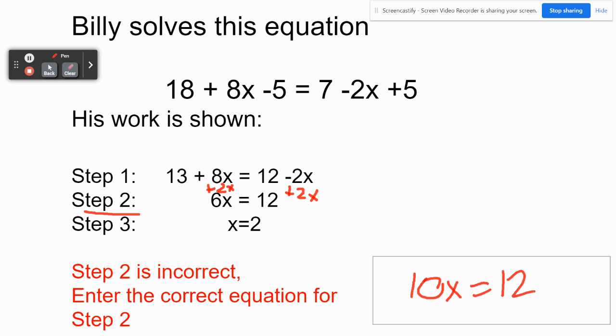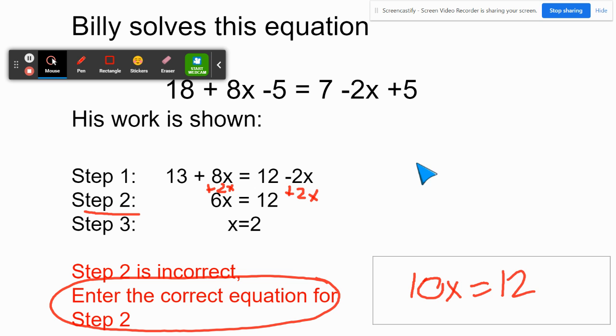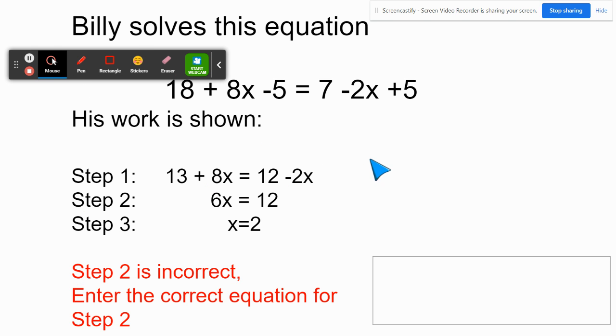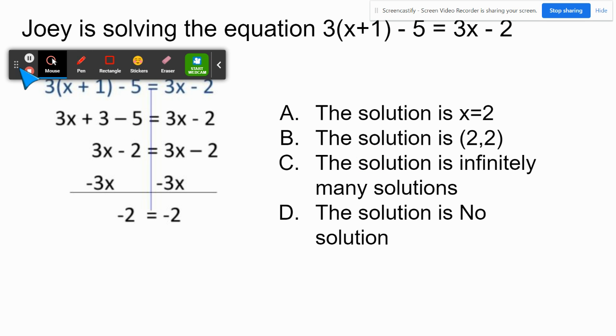They're not looking for any answer. Do they want a final answer? No, it says enter the correct equation for step 2. Okay? So make sure you get that idea. Let me clear my screen. We're going to move on. We're going to go kind of quick here. I want to make sure you have enough time to do your benchmark today.